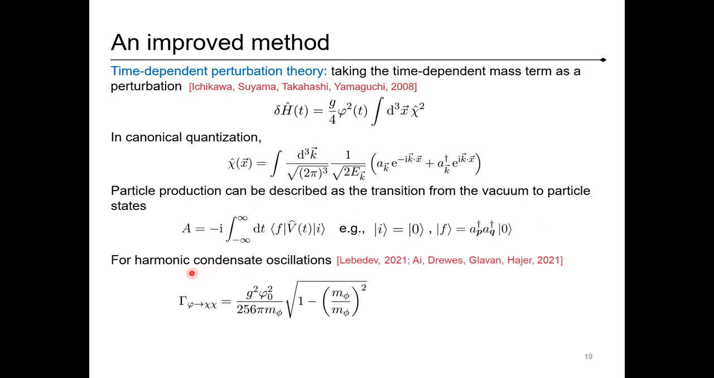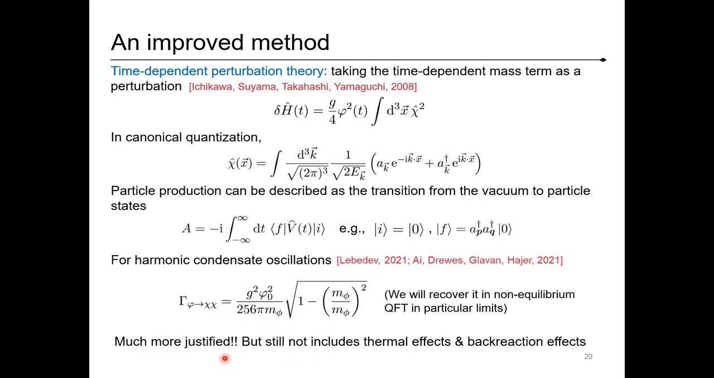With some computations for harmonic condensate oscillations, you can obtain the decay rate from the background field phi to two chi particles, which is given by this formula. Also, this is studied in this paper, but it's somehow limited in the effect of chi in this formula. And also in our paper, we also have the same result for the decay rate. This method is much more justified, but still, for now, it has not included thermal effects and the back reaction effects. Later, I will discuss how to describe particle production in non-equilibrium field theory, and I will show you how to recover these results in particular limits.